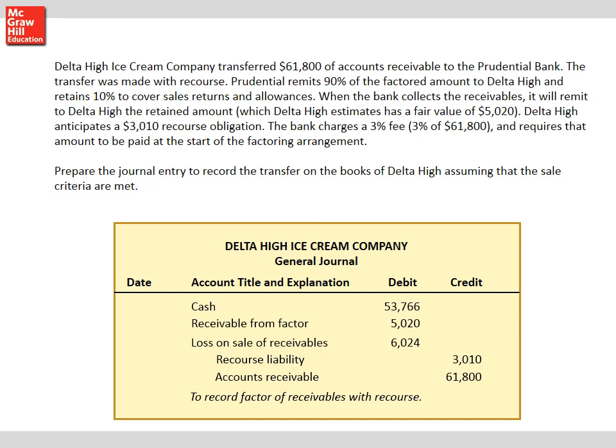The recourse liability is a potential liability that Delta has because some of the customers may never pay their bill to Prudential. And because these were sold with recourse, Prudential could come back at them and collect that money. So they've got to create a liability just in case. And they've determined that to be about $3,010 based on past experience. And then we credit accounts receivable. So this recourse liability is created when receivables are sold with recourse. Without recourse, there is no recourse liability. Okay, so take a read through that, make sure you understand it, and ask any questions.